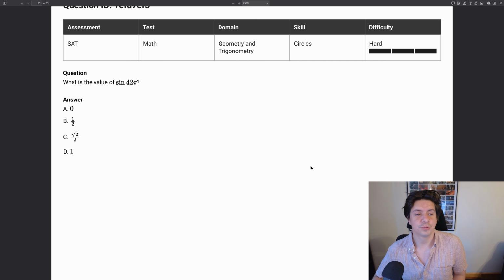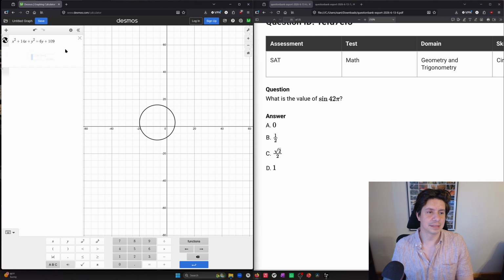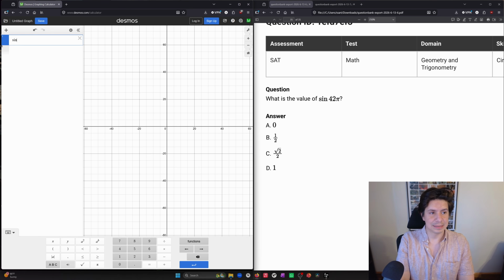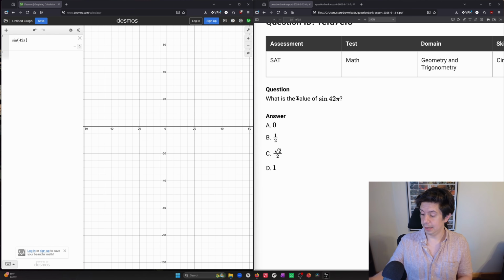All right, last one. What is the value of sine 42 pi? This is definitely one that you could do mentally because 42 pi is a multiple of 2 pi. So we end up back where we started on the unit circle. So it should be 0. But if we didn't know that or we wanted to check, you could just do it in Desmos and do sine 42 pi and just make sure that you're in radians. And it is A, okay?